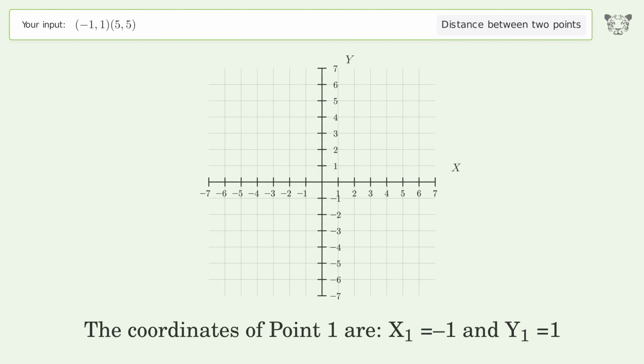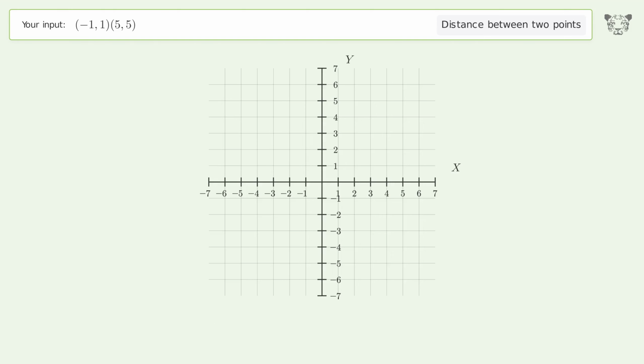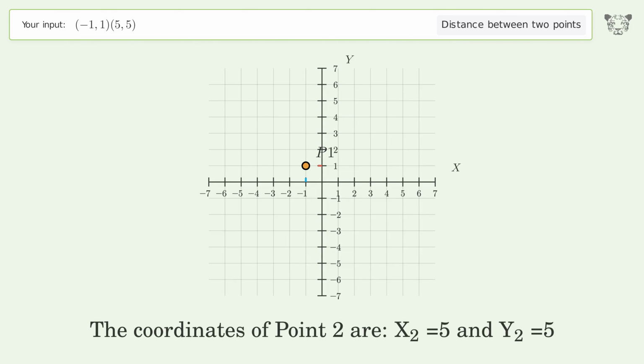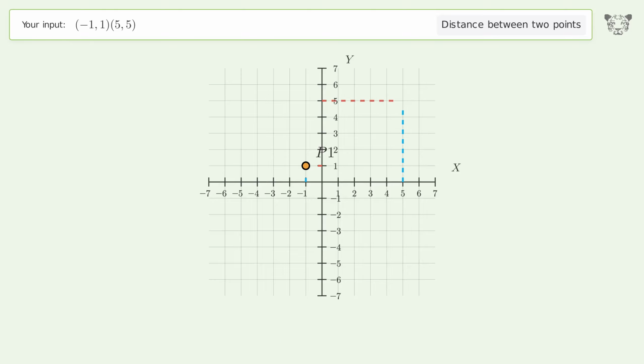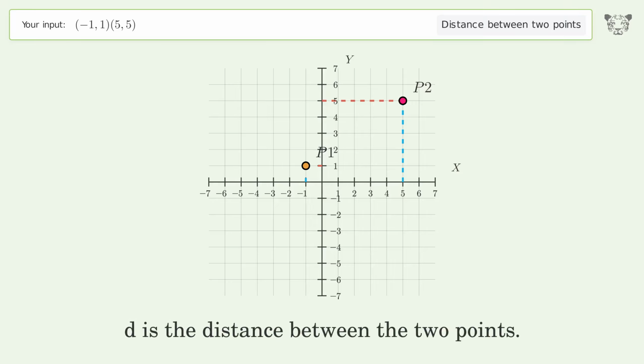The coordinates of point 1 are x1 equals -1 and y1 equals 1. The coordinates of point 2 are x2 equals 5 and y2 equals 5. D is the distance between the 2 points.